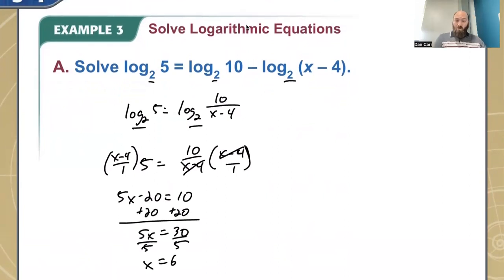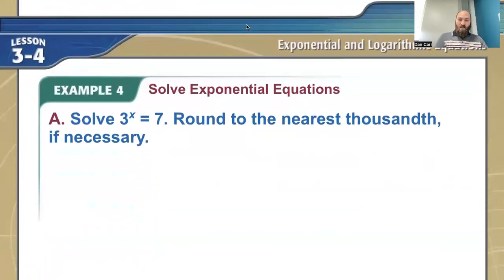This is a good thing, just like with a lot of our other types of problems: we want to make sure it works in the original problem. So 6 minus 4 is 2, and I can evaluate log base 2 of 2. That one is going to work fine. But we need to be careful, because sometimes we can create extraneous solutions, like taking the logarithm of 0 or a negative number, which will not work. So let's look at the next one.